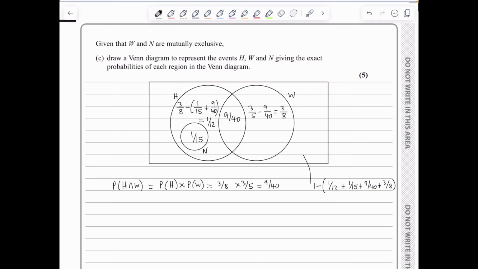This gives an answer of a quarter, so the outside region carries a probability of 1 over 4.